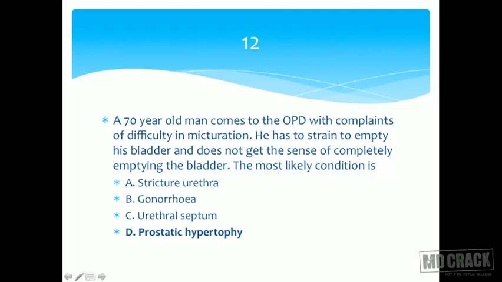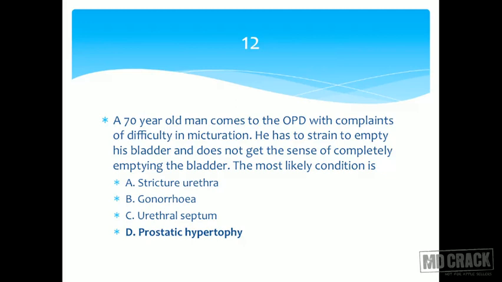He's a man, and more importantly he's an old man. The age of this man is 70 years, so he's a pretty old man, and he comes to the OPD with difficulty in micturition, and he has to strain to empty his bladder. Even after straining, he has dribbling of urine. Even after that, he does not get a sense of emptying the bladder.